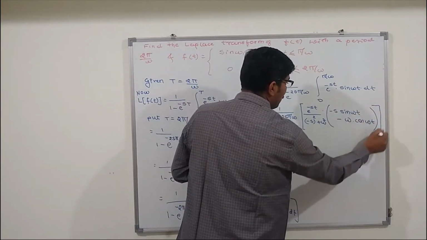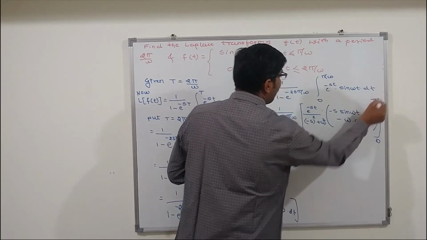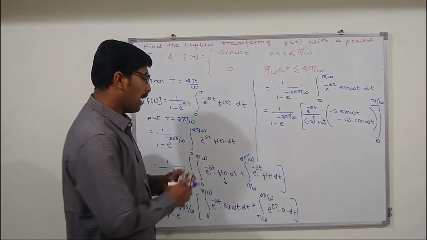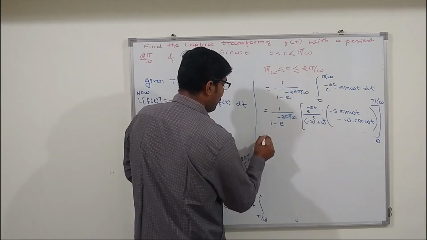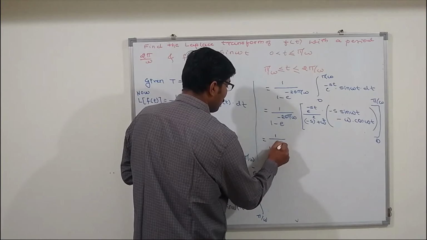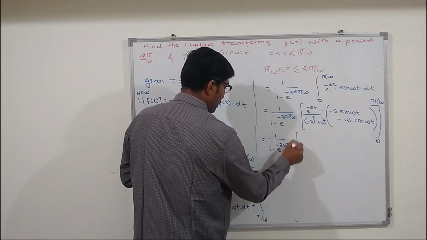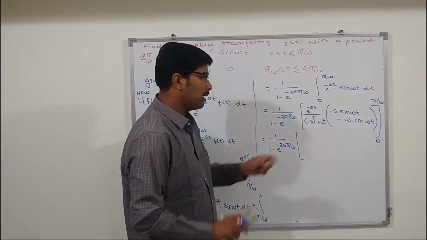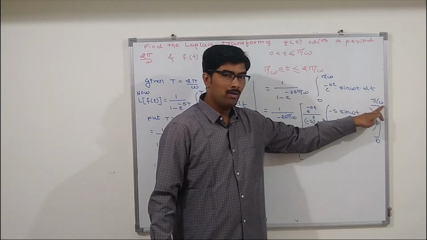And this is running from 0 to pi by omega. Now substitute the upper limit. You will get 1 divided by 1 minus e raised to minus 2s pi by omega outside, into it. Now substitute the upper limit. Upper limit means we have to substitute the value t equal to pi by omega.